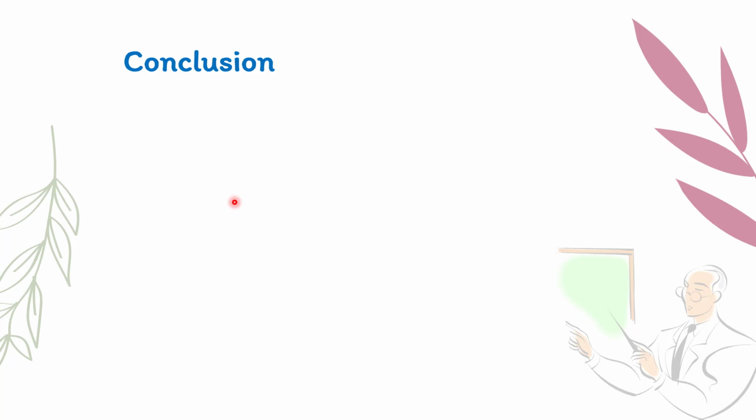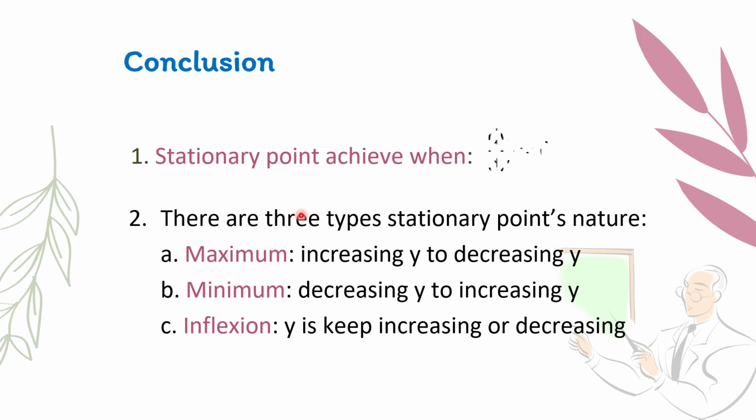So, we can conclude the first one: a stationary point is achieved when dy/dx equals 0. The second one, there are 3 types of stationary point nature. The first one, a stationary point of maximum, happens when y is increasing and then decreasing. A minimum stationary point happens when the y value is decreasing and then increasing. And the point of inflection, later we will continue with an example to discuss this. It happens when y keeps increasing or decreasing.